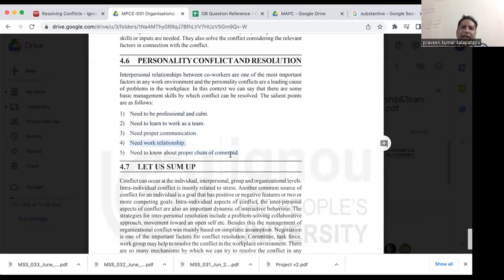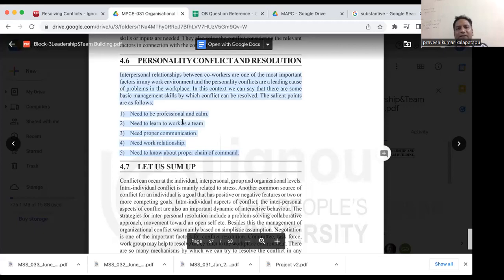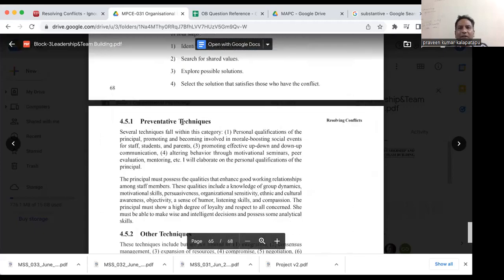Okay, and you need to know the proper chain of command. So who is what, whom you need to listen to, you need to know, right? You need an idea of the hierarchy and how to follow it, whether it is your word that needs to go in, or his word, whoever you are in conflict with. You need to know who is the authority for what. So this is personality conflict, and this completes conflict management.